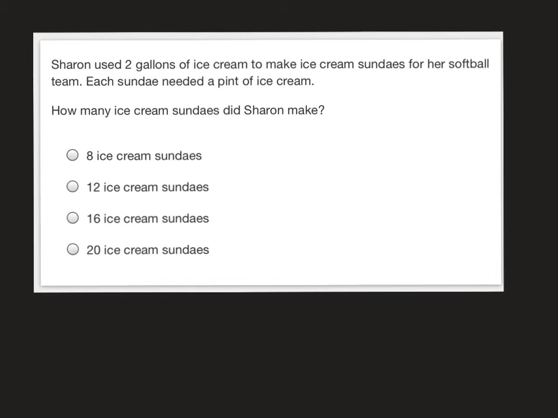Okay, on this one, we're dealing with capacity again. They're saying Sharon used 2 gallons of ice cream to make ice cream sundaes for her softball team. Each sundae needed a pint. So how many ice cream sundaes can she make? So we know we're going to be doing some sort of division. But the first thing we need to know is that we have gallons and pints. So we've got to figure out how many pints can be in those 2 gallons. So we have to go all the way from gallons to pints.